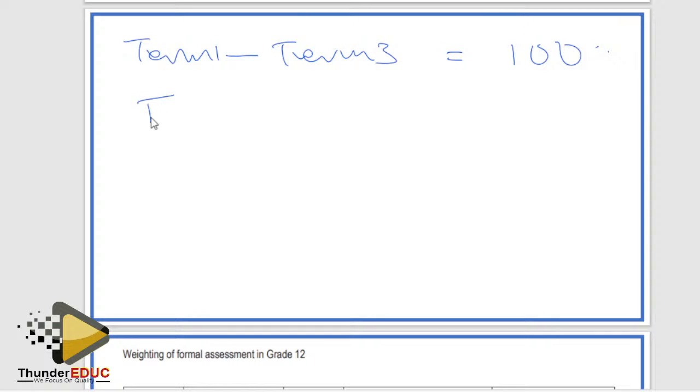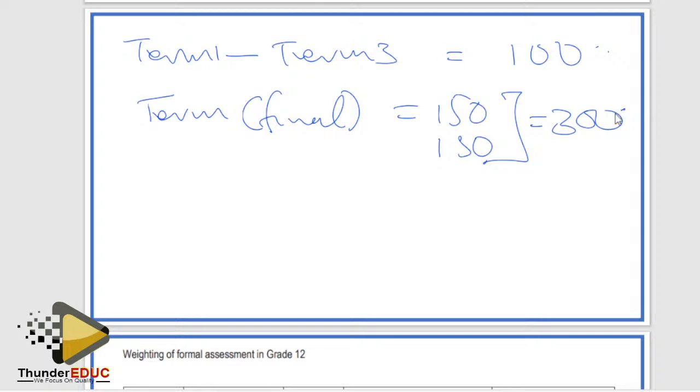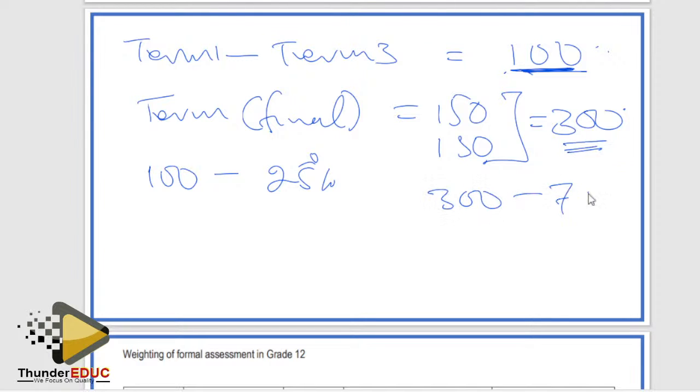So now term 4, or what you call the finals, for example, you have written paper 1 is 150, and then paper 2 is also 150. So it makes up 300. So what happens here is this. We convert this 100 now to 25%. Is it clear? And then we convert this 300 to 75%.